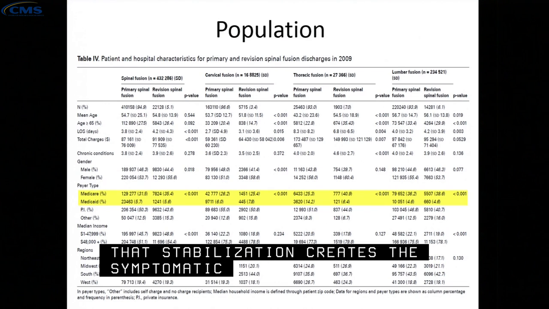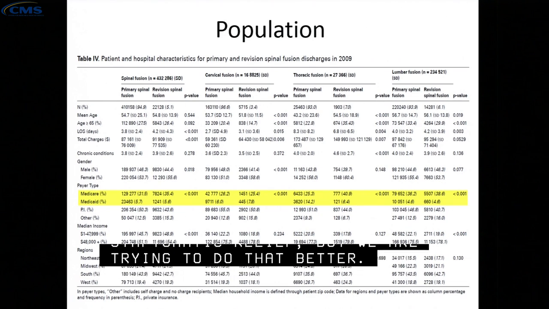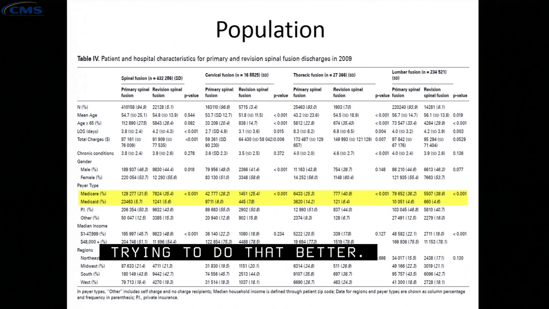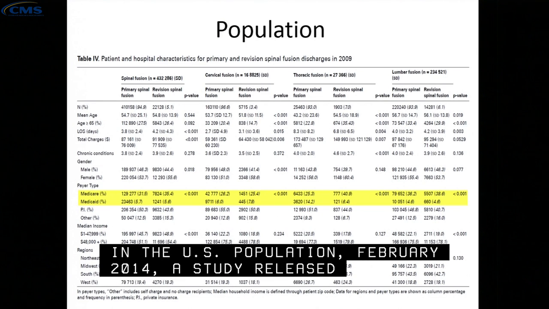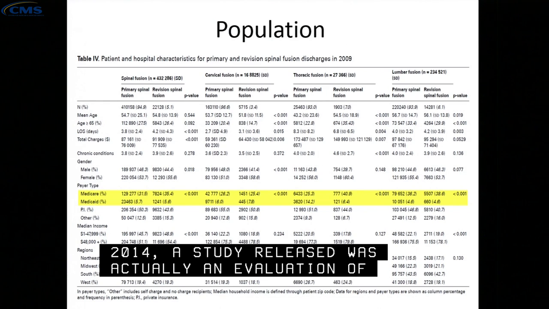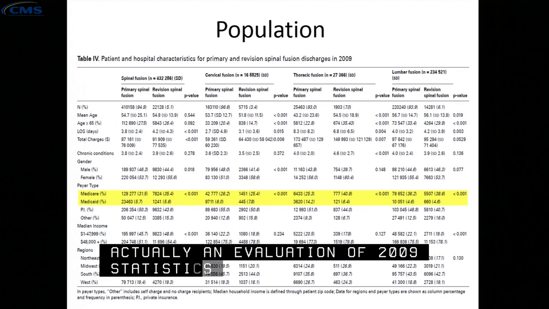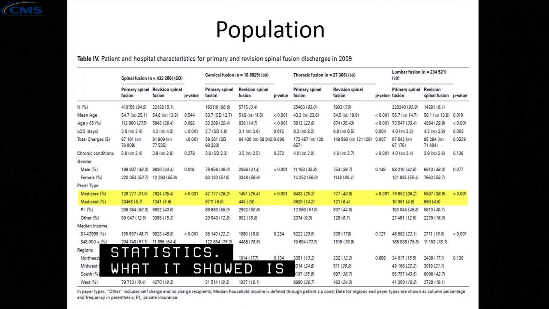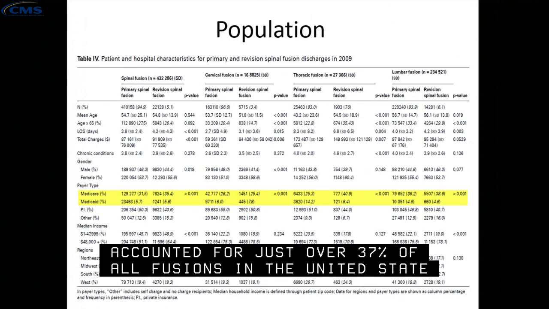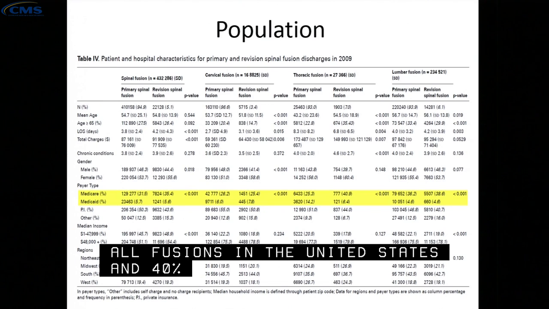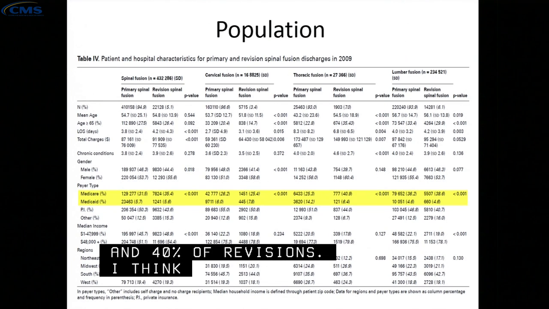In the U.S. population, a study released in February 2014, an evaluation of 2009 statistics, showed that CMS accounted for just over 37% of all fusions in the United States, and 41% of revisions. The reason I put this slide up is because I think it shows that there is absolutely a need to continue the improvement in this patient population.